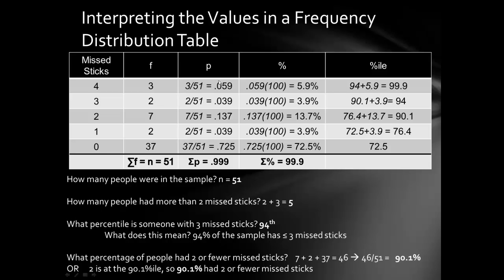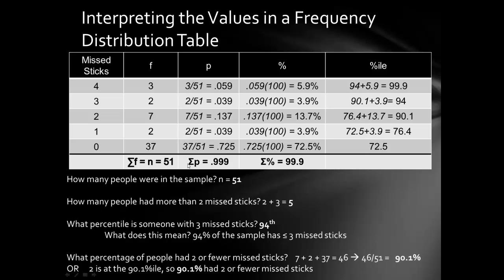So you could say that there's a proportion of 0.059 nurses in this data set with 4 missed sticks. Another way you could say it is that the probability of randomly selecting a nurse with 4 missed sticks from this sample is 0.059, or 5.9%. We're going to be talking about P a lot this semester. Just keep in mind P means proportion or probability. Those two terms are pretty much synonymous with each other. Okay, enough of that tangent.